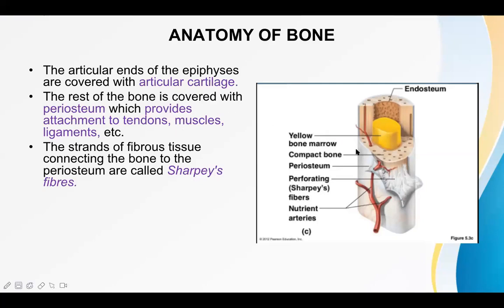Now the bone is covered from outside by periosteum. This is the outermost covering of the bone. And on the inner side of the bone, there is endosteum. Periosteum is the outer layer, endosteum is the inner layer. The middle part is called compact bone. This is the main part of the bone, because of which the bone is strong.